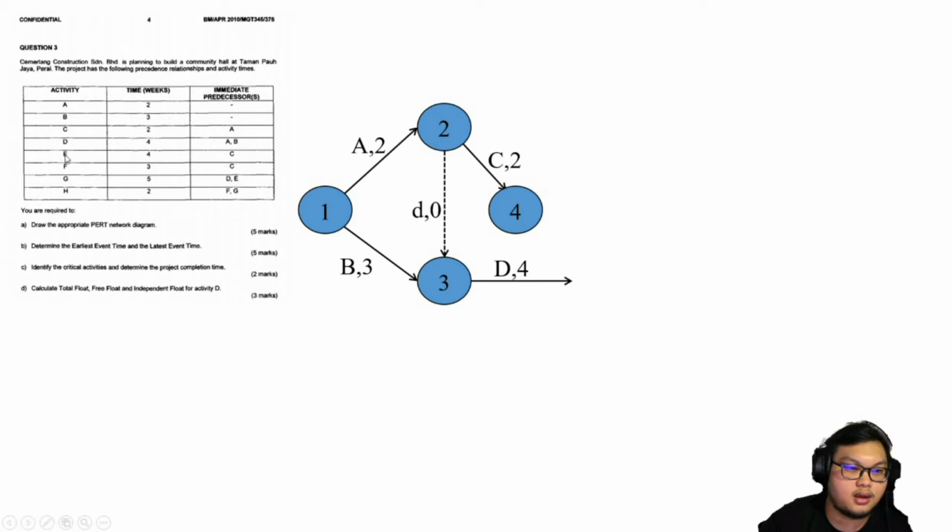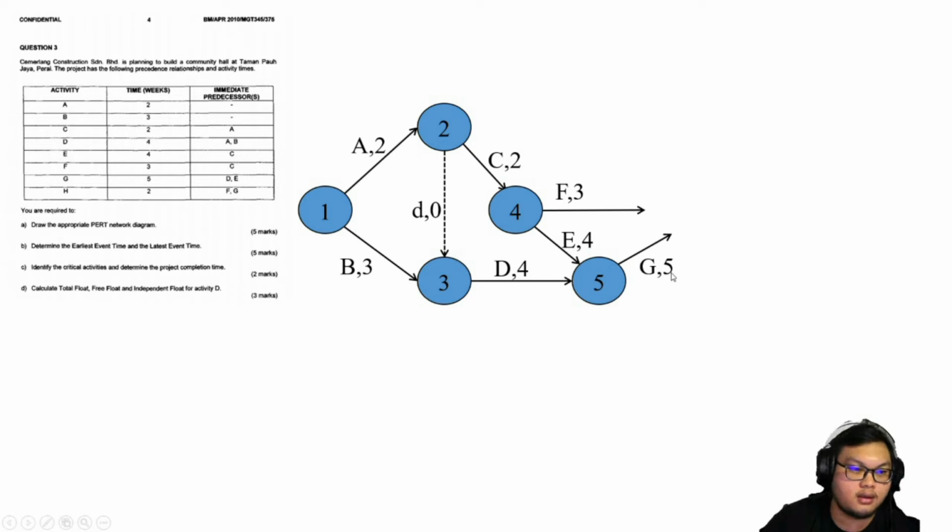Next E. Predecessor from C. This is C. So we draw a line here and we put the E here. Next is F. Predecessor from C. Okay, this is C, and we put here from event 4. This F. Okay, next G. Comes from D and E. D line and E line. So we put the event here, 5, and we draw a line. We put the G here.